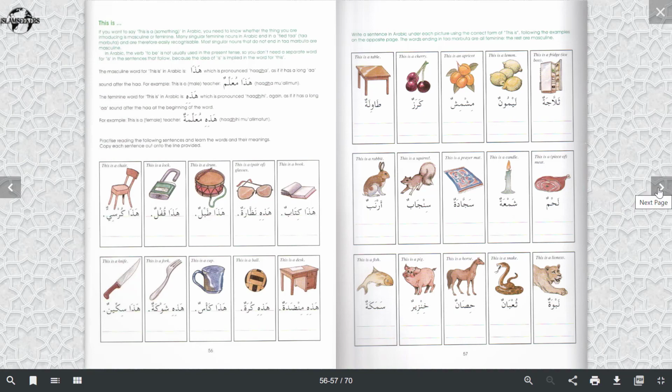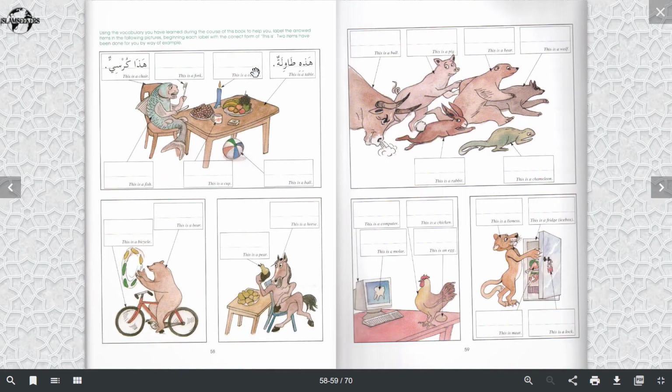Page 58. Complete the exercise on pages 58 and 59, then listen to the answers. This is a table. هذه طاولة. This is a candle. هذه شمعة. This is a fork. هذه شوكة. This is a chair. هذا كرسي. This is a ball. هذه كرة. This is a cup. هذا كأس.